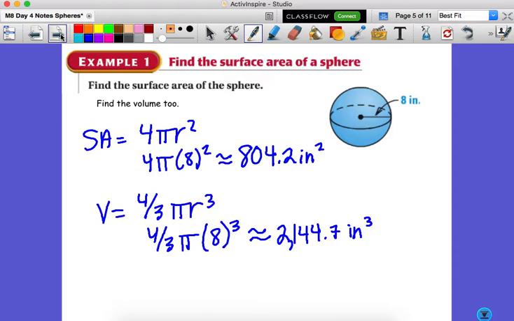Quick things here, guys. Make sure that you are using the actual pi button, and when you are raising something to the 3rd power, instead of squaring it, you should have a little up arrow on your calculator that will allow you to write that exponent.